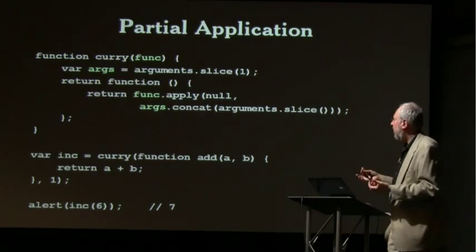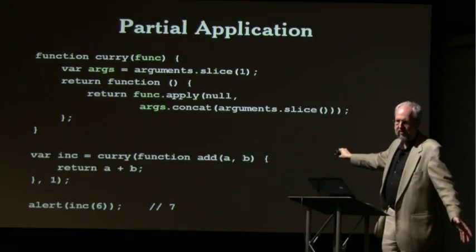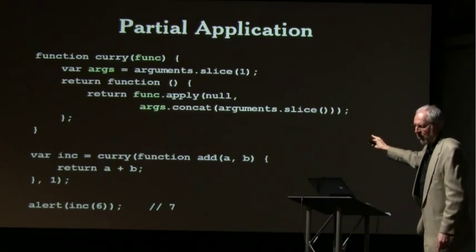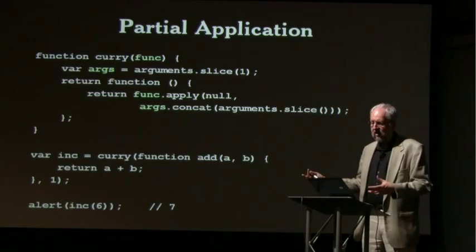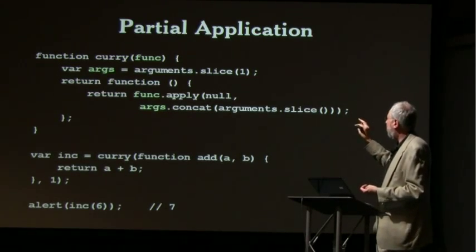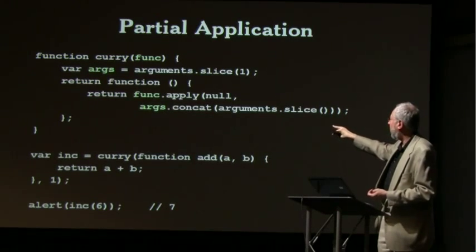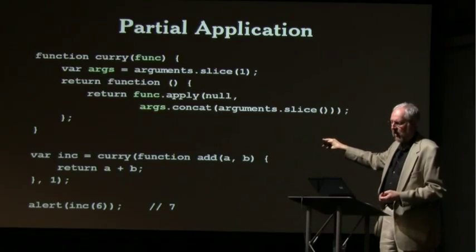I don't need that one. And in this case, I'm assuming I'm on ES5, so I'm not doing the awful array.prototype.apply trick. And then curry returns a function, and that function will apply the arguments to the function.